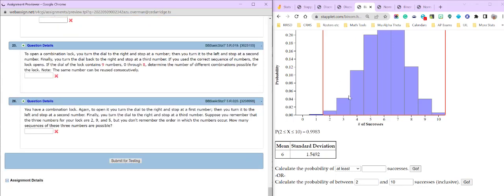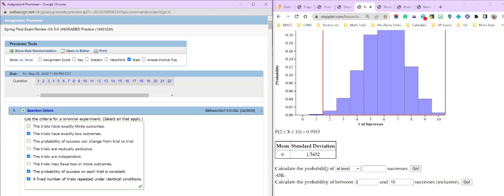So when you have the Statlet, that makes these problems super easy. The main thing is understanding at least, at most, less than, greater than.